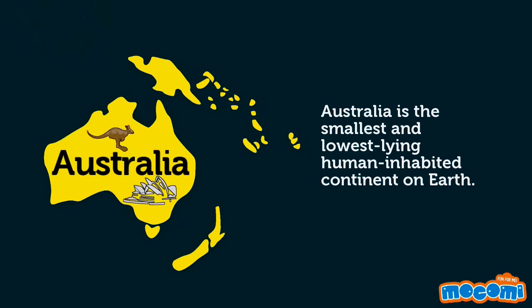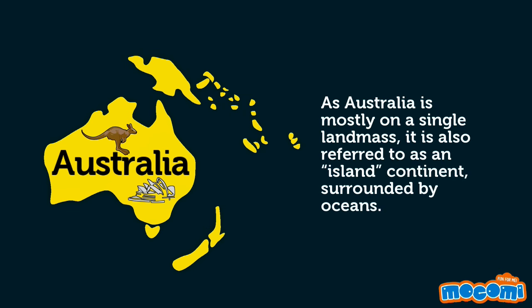Australia is the smallest and lowest-lying human-inhabited continent on Earth. As it is mostly on a single landmass, it is also referred to as an island continent surrounded by oceans.